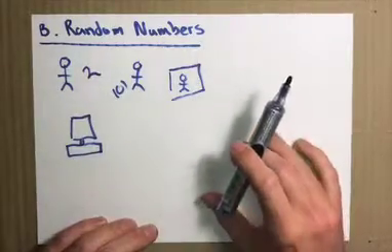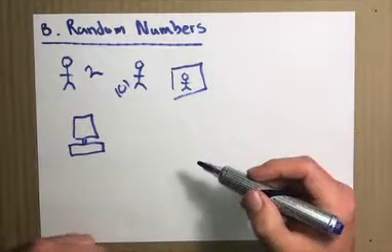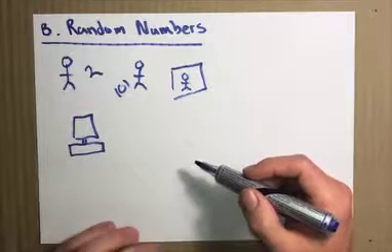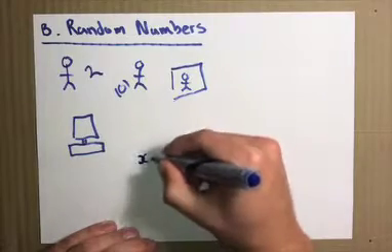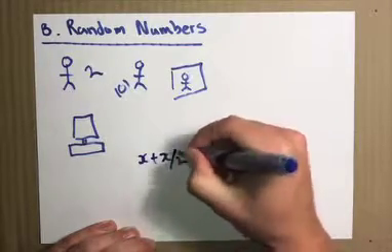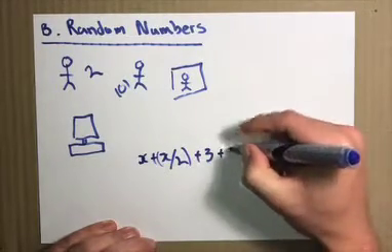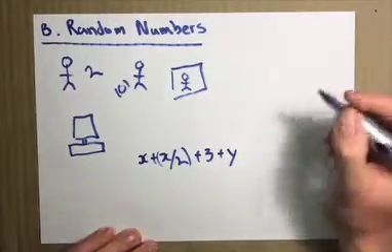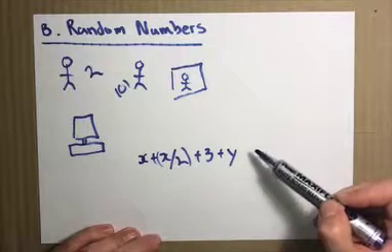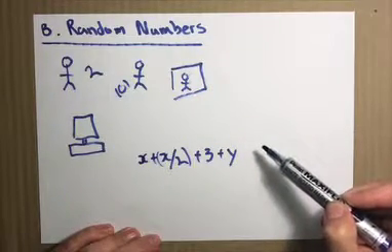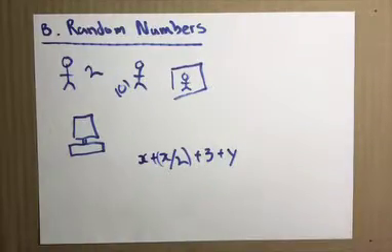So what the mathematicians decided was, okay, we can create an algorithm that will give us numbers randomly. But let's say a simple algorithm, x plus x divided by 2 plus 3 plus y. If x has a static value and y has a static value, this algorithm will always give us the same answer. So how will this give us a random value?